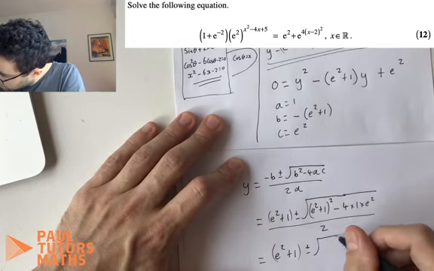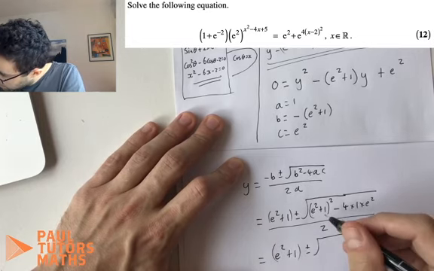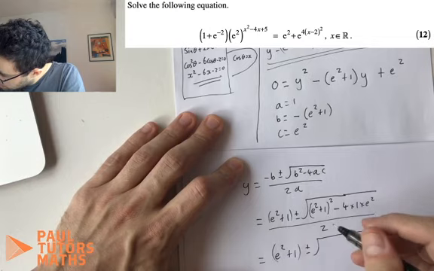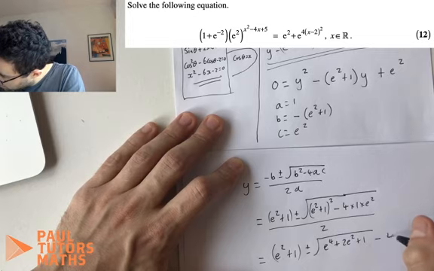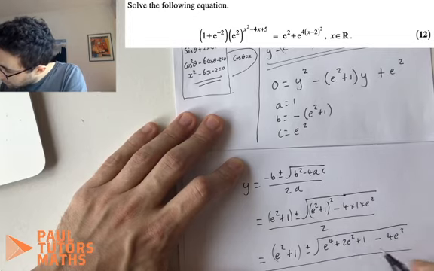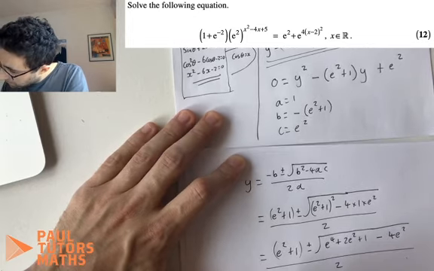Well, what we're going to have to do here is probably multiply that out and that out, so you'd get e to the 4 plus 2e squared plus 1 minus 4e squared all over 2 equals.